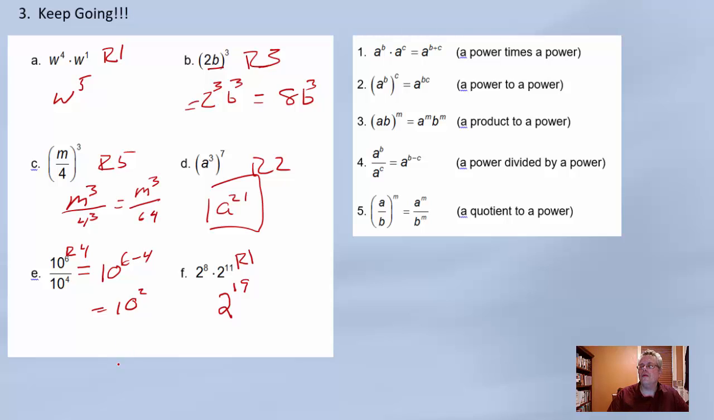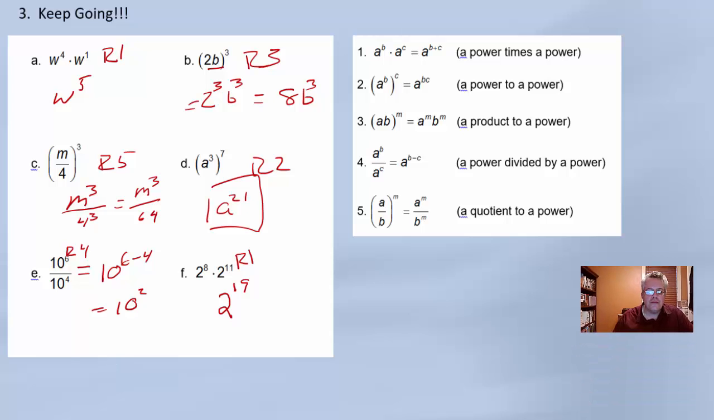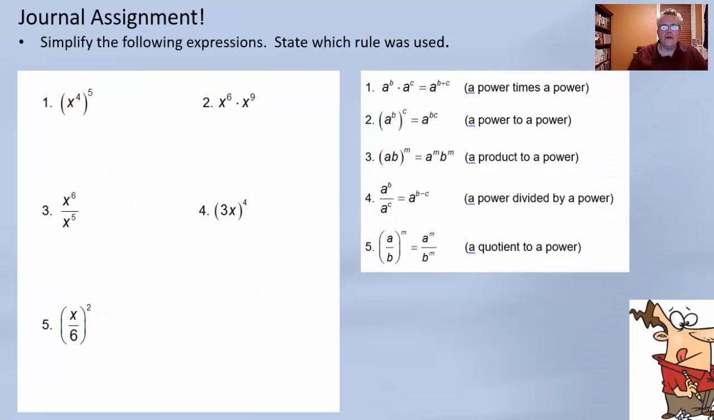So that was rule 1, and this was rule 4. Given the situation, we should be able to say what rule we're using and then simplify it. It's your turn. There's one of each. So there are 5 rules, 5 examples. Each rule gets used exactly once here. So go ahead, write what rule gets used, and then simplify the expression. Good luck.